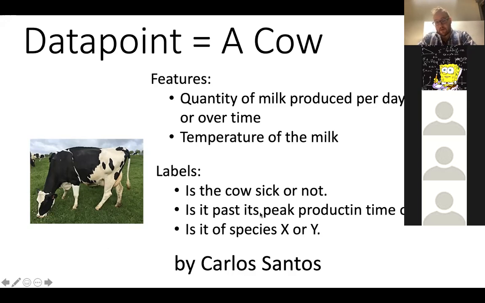So for example, the label: is it past its peak production? If this label is predicted as yes, then it's up to the business. What do we do with that cow? So it leads to decisions about the cow.